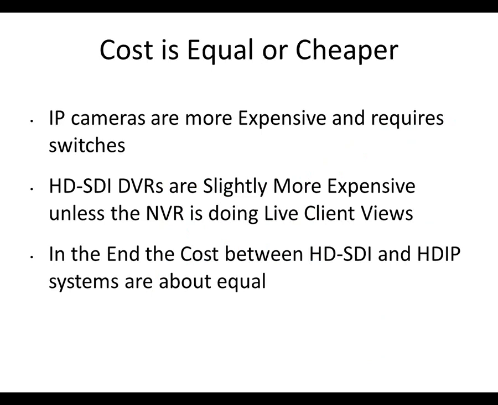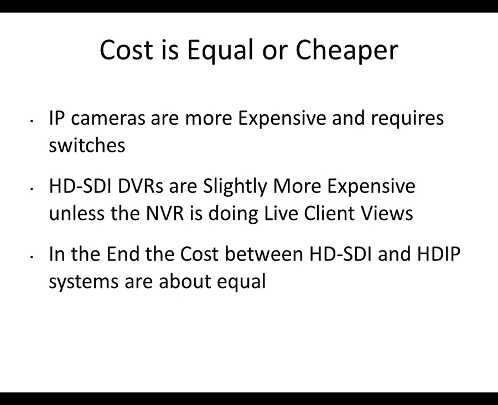The cost of both of the systems are usually equal or cheaper on the HD-SDI side. IP cameras are more expensive and require expensive switches. The reason why IP cameras are more expensive is that each IP camera encodes and requires the conversion inside the camera, while the HD over coax DVRs are done in the DVR, so the cost is in the DVRs, unlike in the cameras.